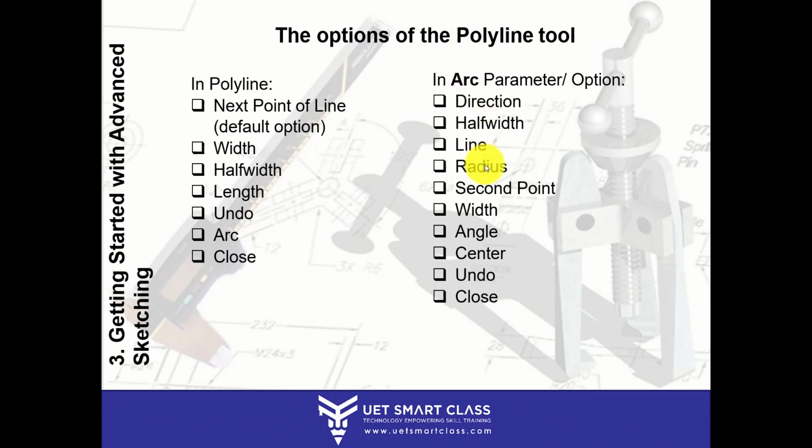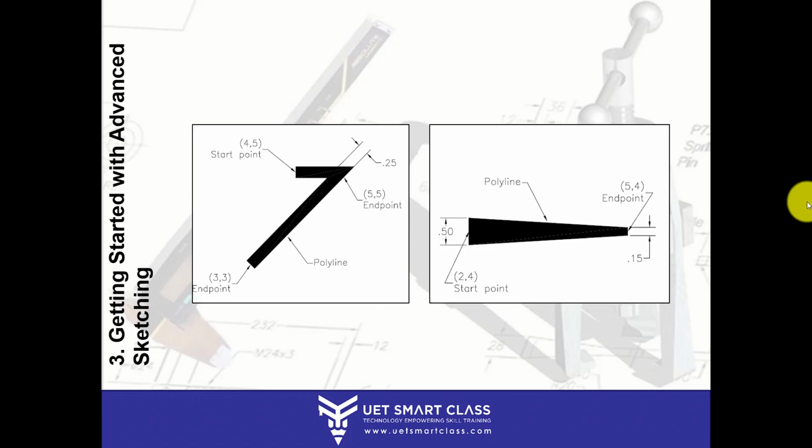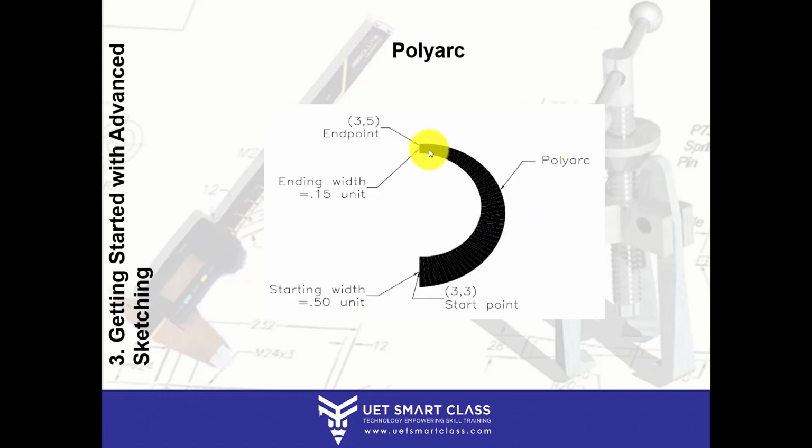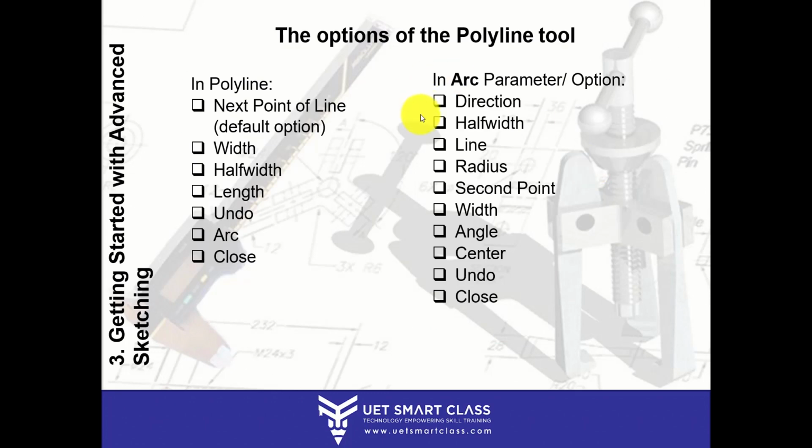You can draw an arc with the help of radius. You can draw an arc by giving the second point. You can draw an arc with the width, specifying the width of the arc, like this. See, arc with a width. Okay. Here again, I have shown you ending with a 0.15 width and starting with a 0.50. So it's a tapered poly arc. You can also draw an arc with help of angle, that the angle would be included angle.